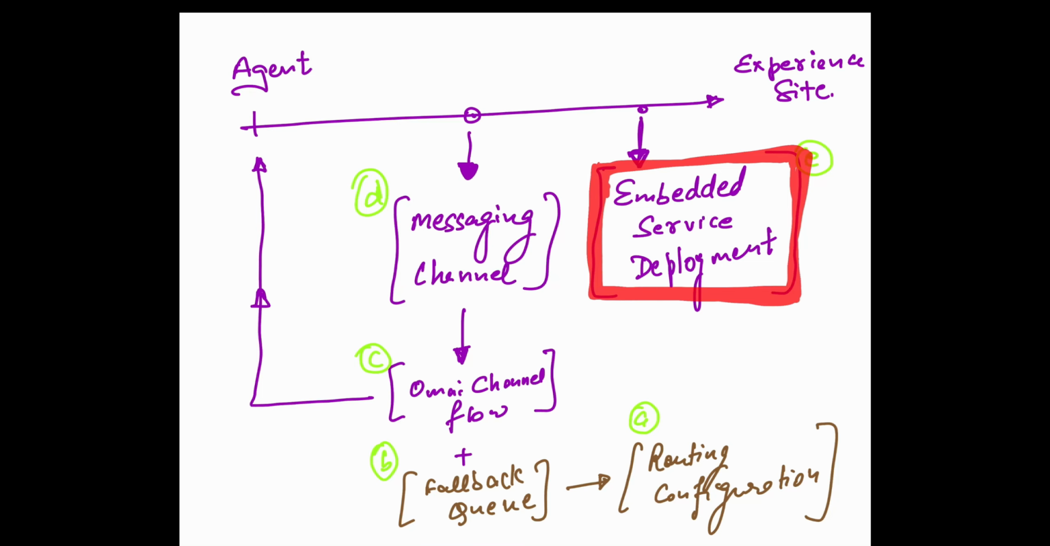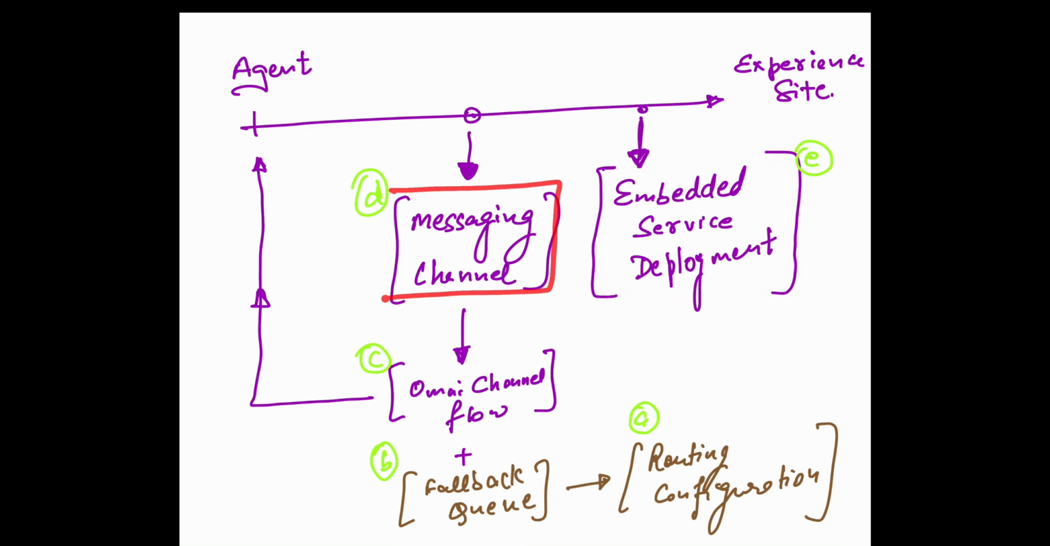But before we create any embedded service deployment, we need to make sure what we need to deploy. What we need to deploy is basically a messaging channel, which our users or civilians can use on the site, and they can register a complaint. So first we need to have a messaging service channel, and only then can we work on the embedded service deployment.